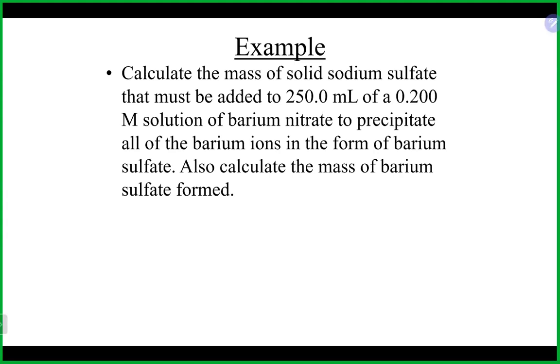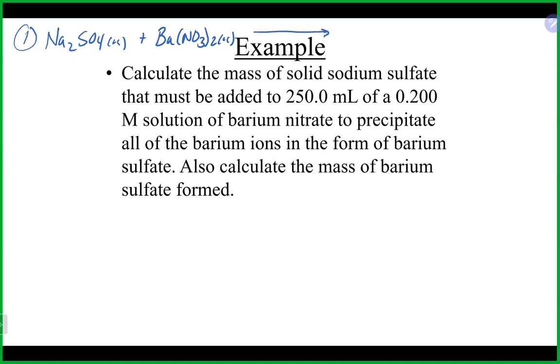So we want to write our formulas. In this case, we have everything given to us in words. So we want to calculate the mass of sodium sulfate that must be added. Sodium sulfate is Na2SO4, as that is sodium plus 1 and sulfate minus 2. It must be added to barium nitrate. Barium is plus 2, nitrate is minus 1. So when you put that together properly, you end up with Ba(NO3)2.